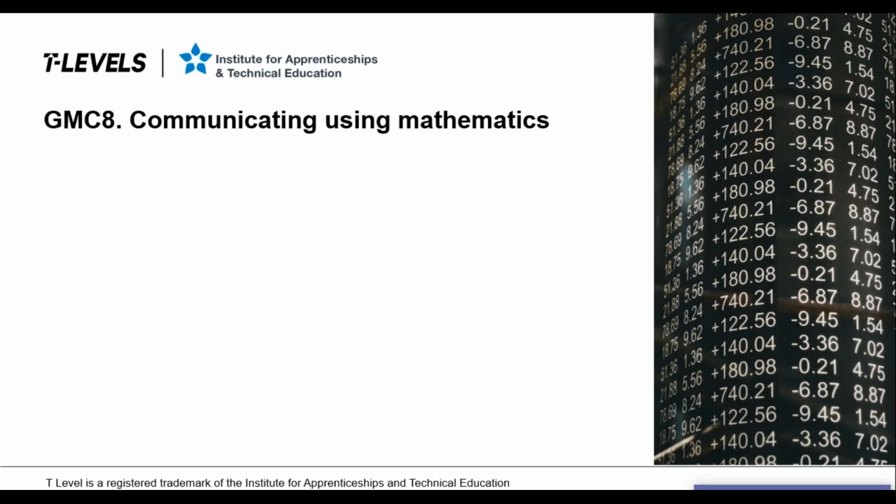Absolutely, totally agree. So we're now looking at communicating using maths. Please consider when this might take place in industry and pop your ideas into the chat box for Janet and I to share and talk about. I'm going to give you some generic ideas which could be contextualized, and these are shown on the screen now.